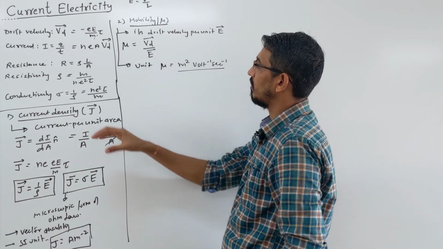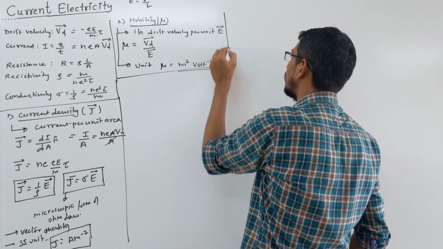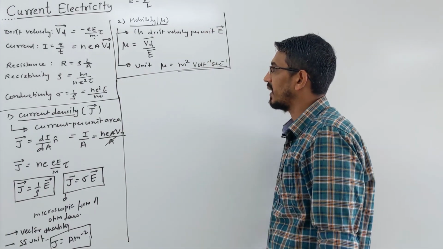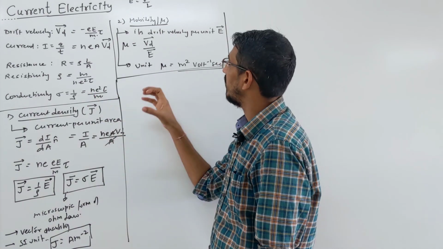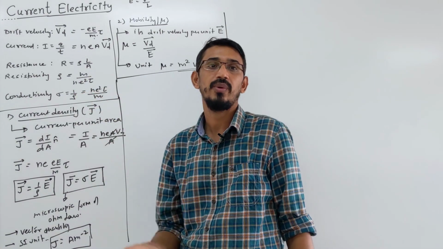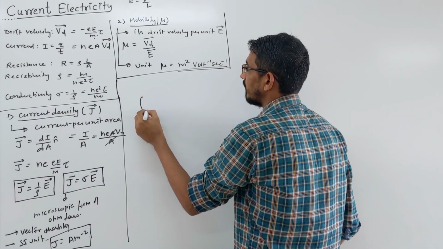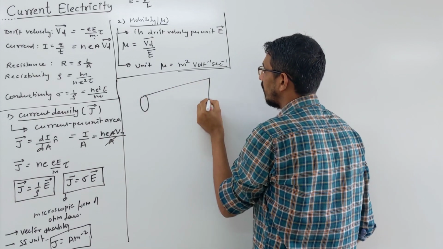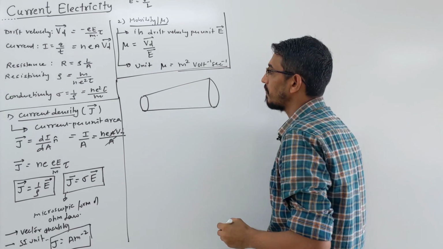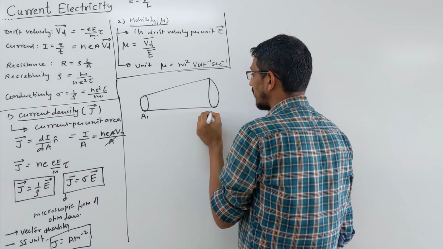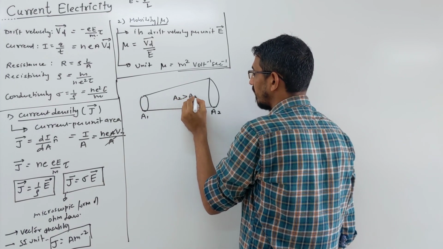Now I will discuss some more about resistance and resistivity. Before that, let's see. Some questions have been asked in our exam about current density, mobility, and how these depend upon area of cross section. That is a very important question that was asked. So suppose you have a wire. Watch carefully. This is a wire of varying cross section. This is area A1, this is area A2, and it is given that A2 is greater than A1.